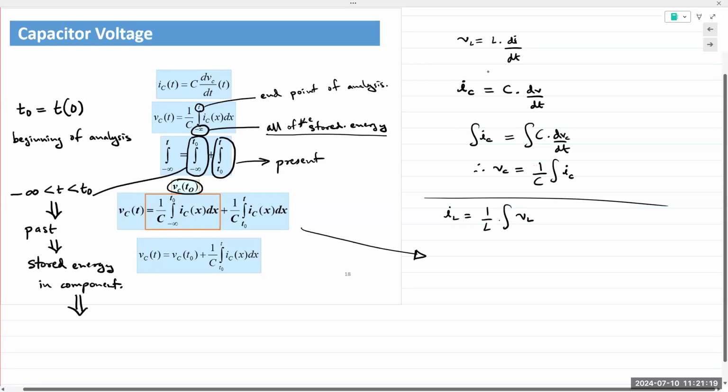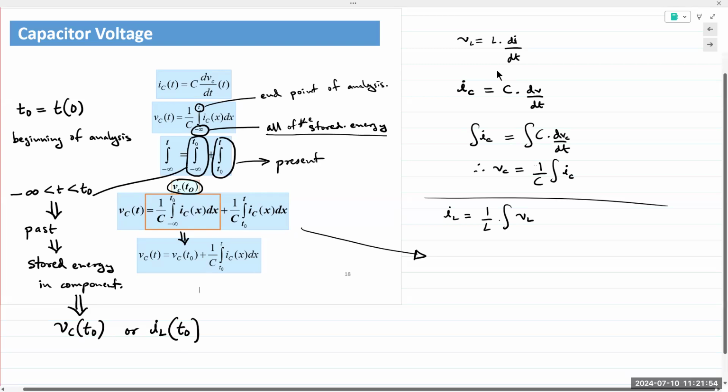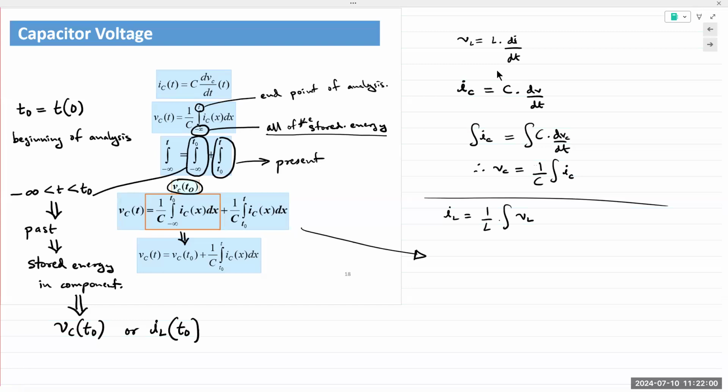So for a capacitor, it would be noted as Vc of T0. For an inductor, it would be IL at T0. Okay. So this is our main equation, 1 over C integral of IC. And the limits are from 0 to T. That T is simply indicating that the quantity is a function of time.